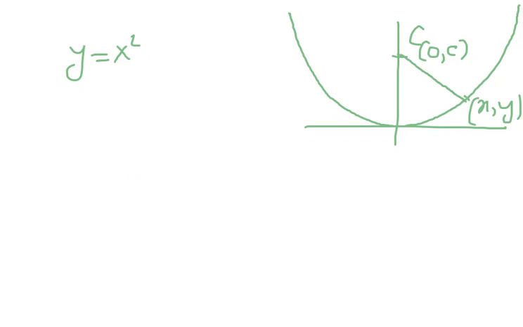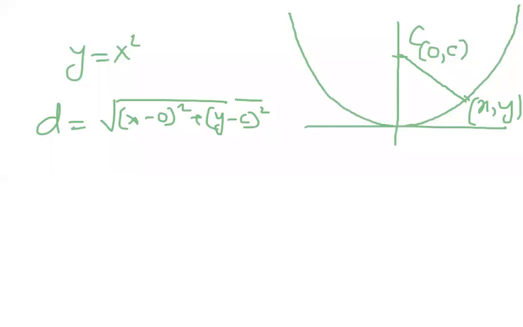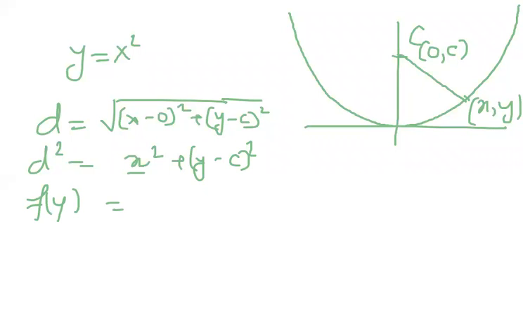So the distance will be under root x minus 0 to whole square plus y minus c to whole square. D square will be equals to x square plus y minus c to whole square. Value of x square I'm putting. So it will be Fy equals to y plus y minus c to whole square. We need to calculate now f dash y.